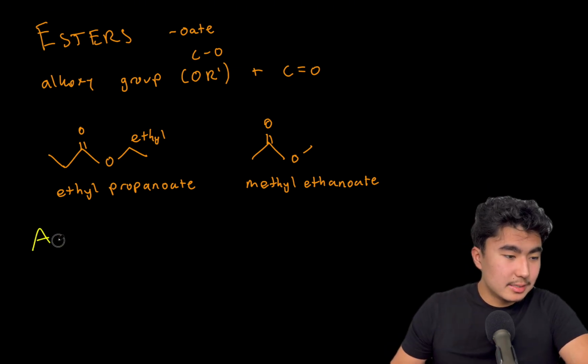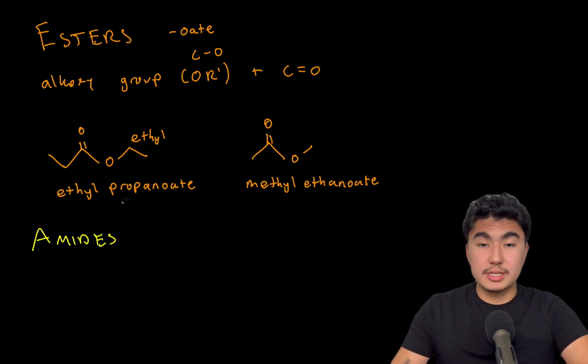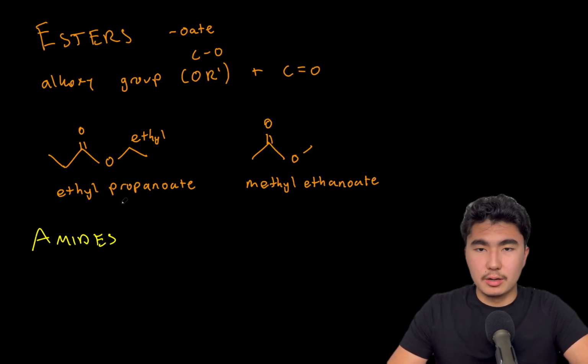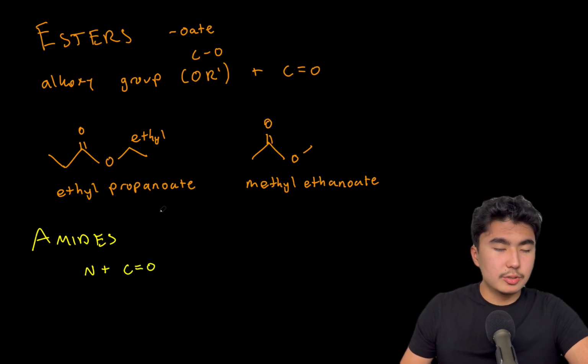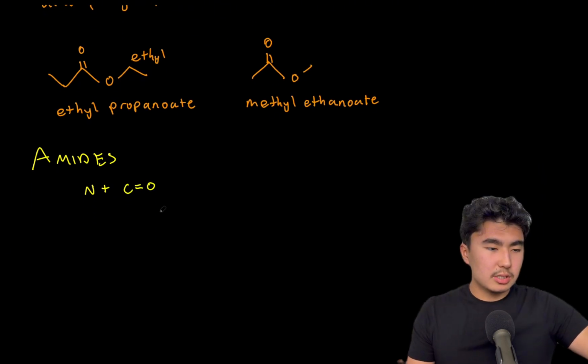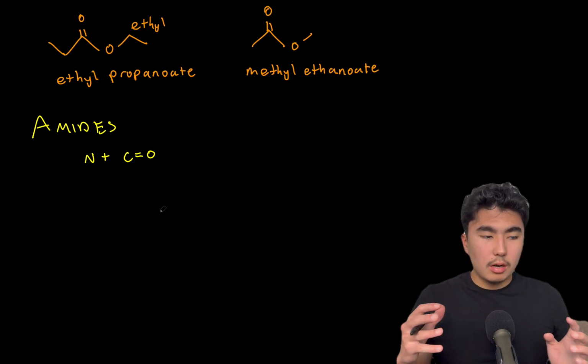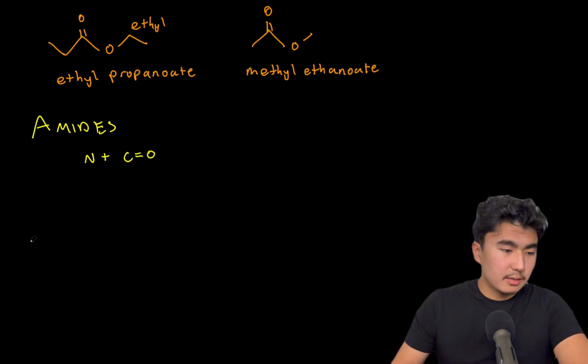Now what about amides? Amides are going to be different from amines, because amines are just a nitrogen with a lone pair bonded to either a carbon or hydrogen, depending on if it's a primary, secondary, or tertiary amine. But with amides, we're going to have a nitrogen plus a carbonyl group. So what would this look like? Let me scroll down a little over here. Our amides would look something like this.